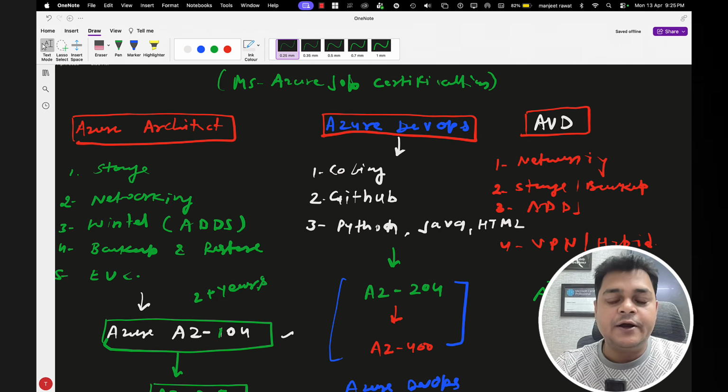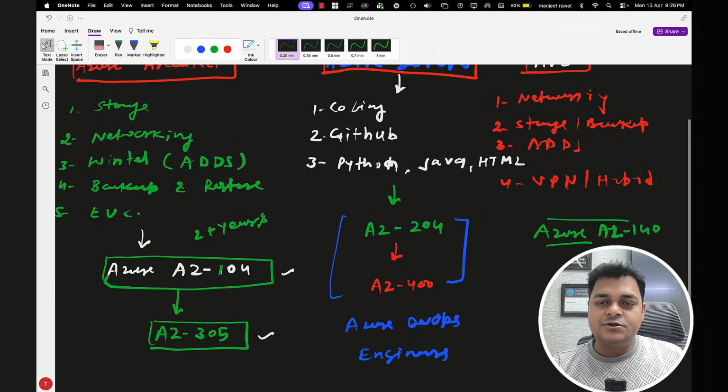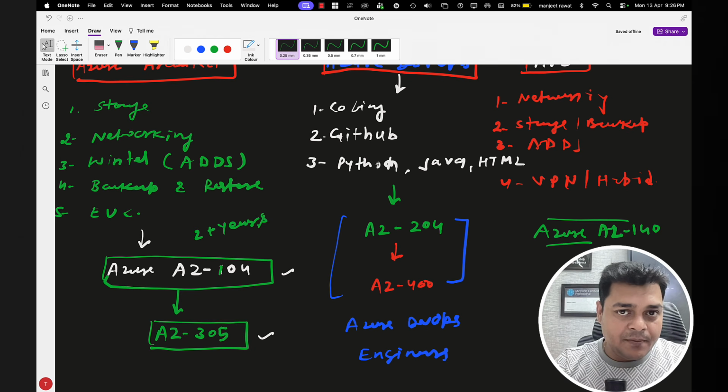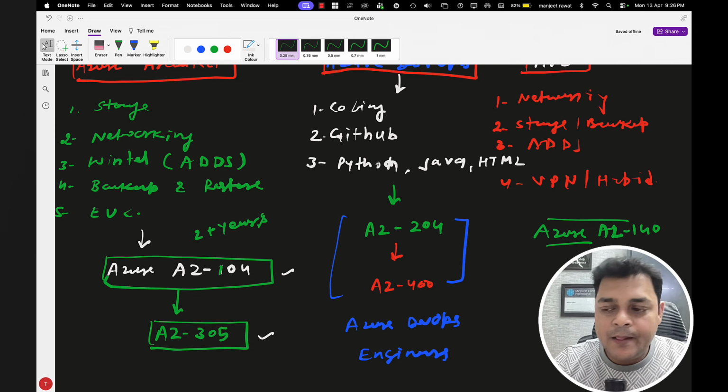Check your current experience, your roles and responsibilities, and the knowledge that you have. According to that, you can decide your certification. If you have more than 1 year of experience, please do not proceed with AZ-900. You can directly prepare yourself for AZ-104.